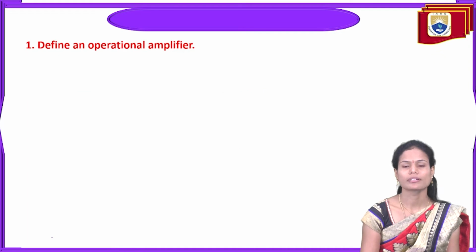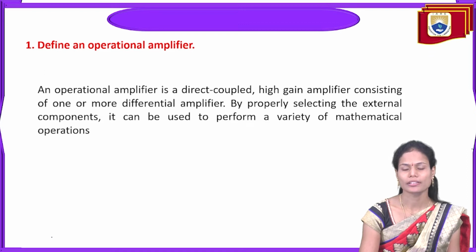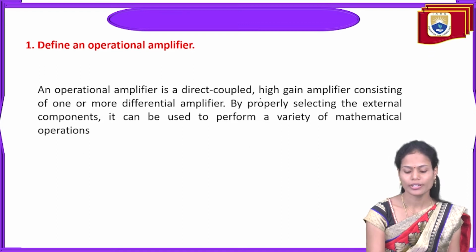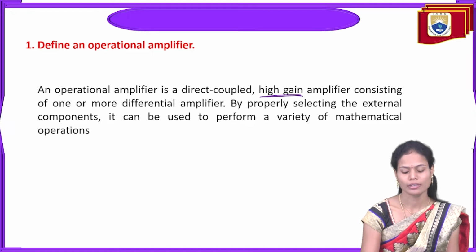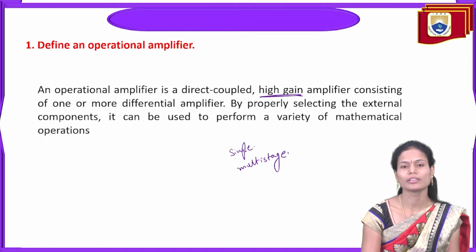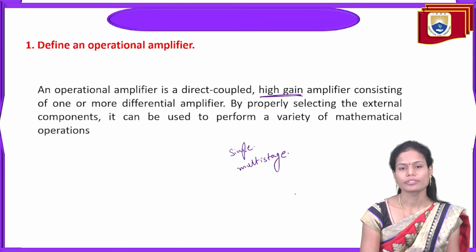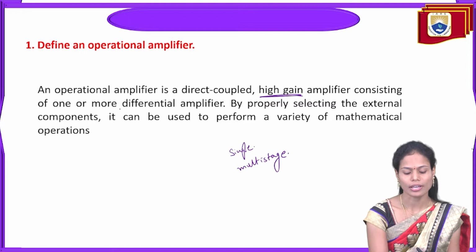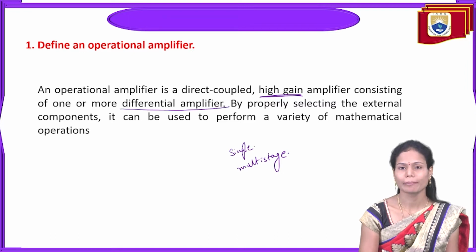The first one is: define an operational amplifier. An operational amplifier is a direct coupled amplifier, and it provides very high gain compared to normal single stage amplifiers or multi-stage amplifiers. If we compare the gain of multi-stage and single stage amplifiers, the gain provided by the operational amplifier is very high, and it consists of one or more differential amplifiers. So we can implement the operational amplifier by using different differential amplifier configurations.